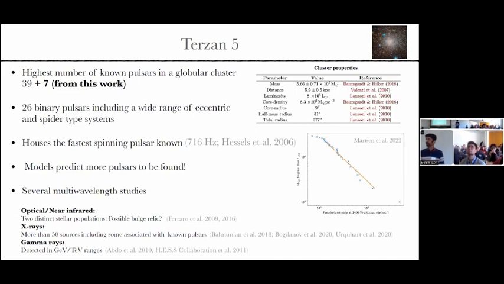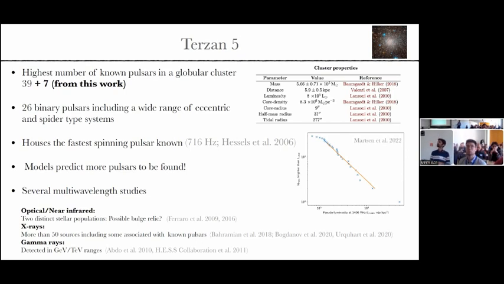So I said I'll talk about this cluster. To give you some background, it is the record holder for having the most number of confirmed known pulsars. It also has a large number of binary pulsars, ranging from very eccentric systems to spider type systems. It houses the fastest spinning pulsar, spinning at 716 hertz. And models predict that we should expect to find many more.